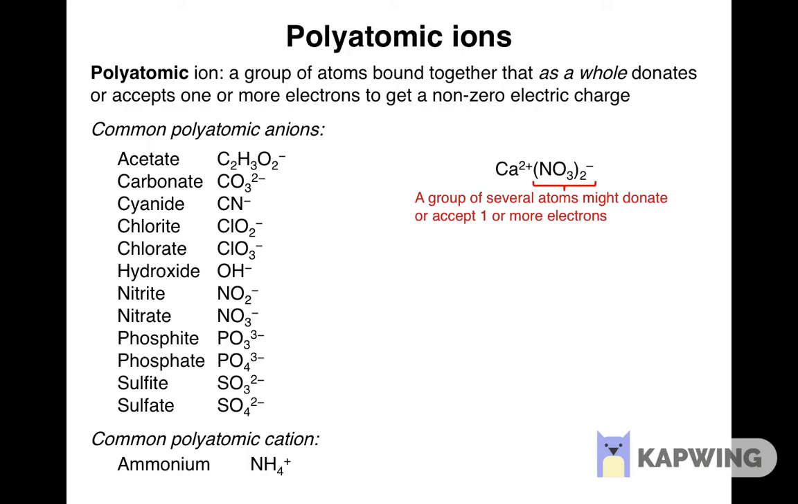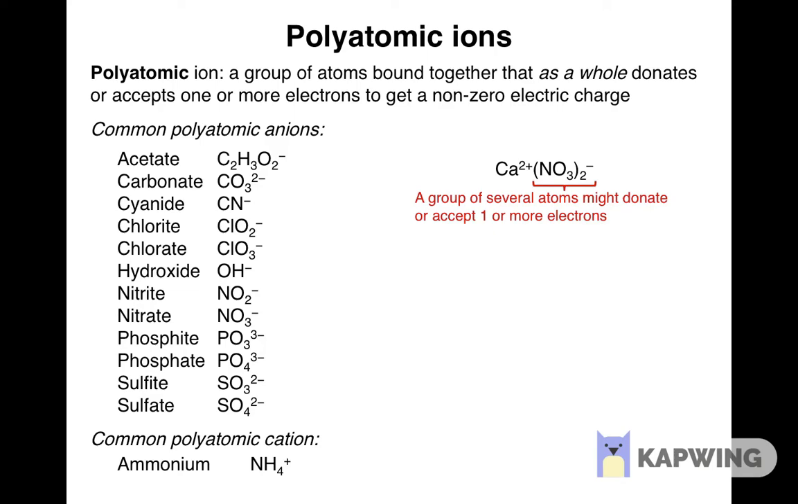We put the nitrate anion in parentheses to indicate that the subscript 2 applies to the anion as a whole, not to individual atoms. Saying that this compound consists of 1 calcium 2+ cation and 2 nitrate anions implies that it contains a total of 2 nitrogen atoms and 6 oxygen atoms, because each nitrate anion contains 1 nitrogen atom and 3 oxygen atoms, and there are 2 nitrate anions.